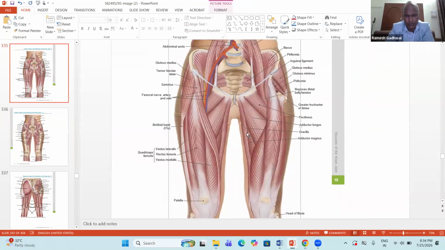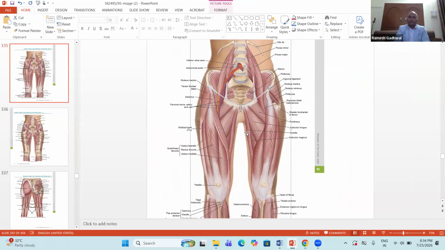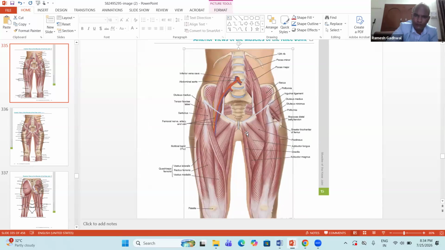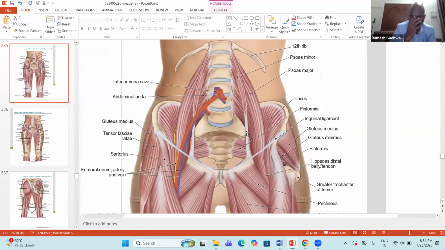Here you see all the muscles on the pelvic floor. Today we are doing pelvic floor muscles, knee muscles to understand better for better treatment. So where you put needles and how you put needles and how you correct it. If you see this picture, in this picture everything is very clear.